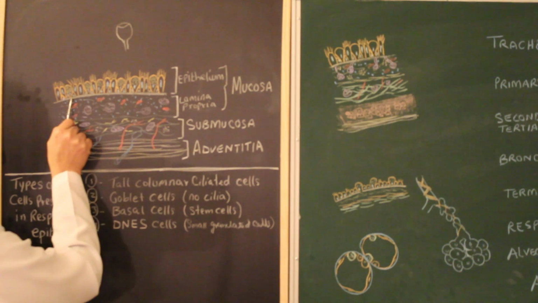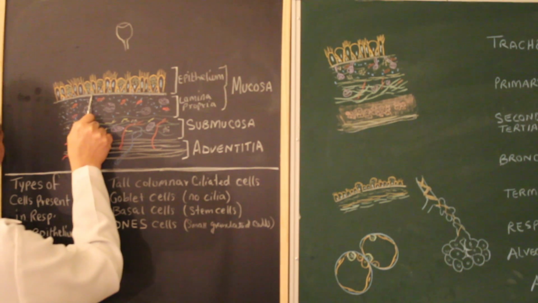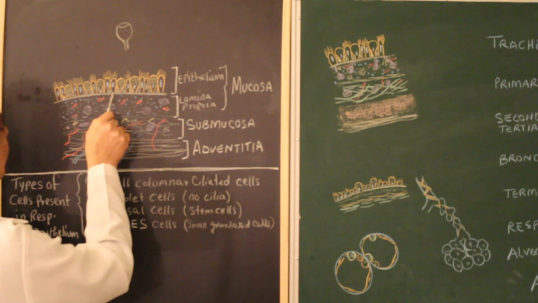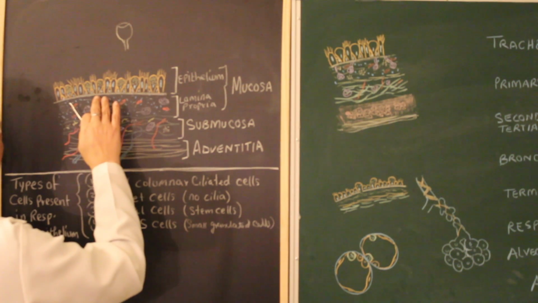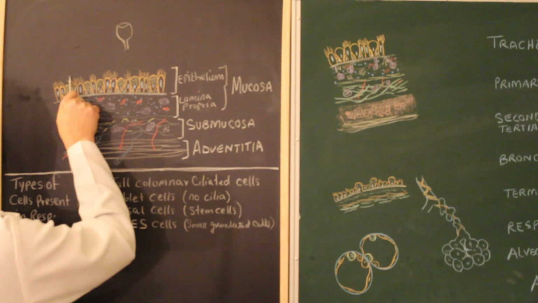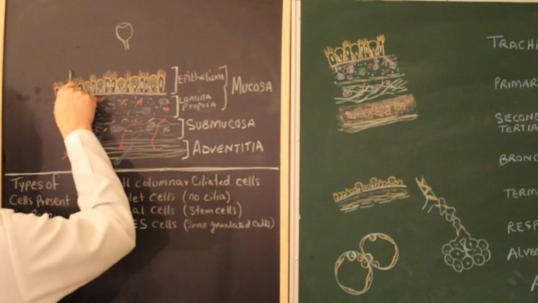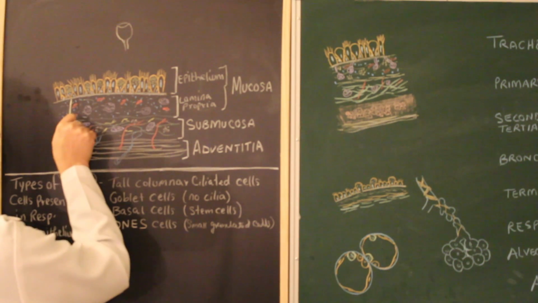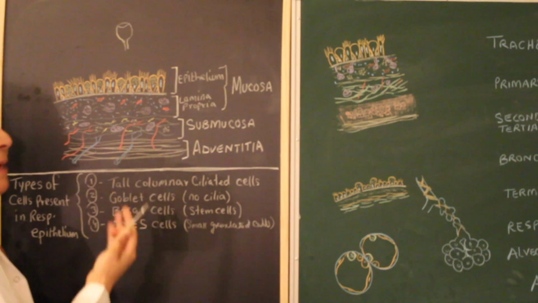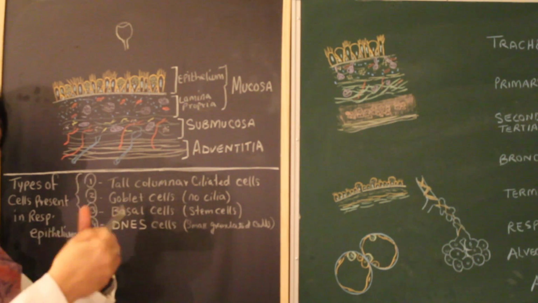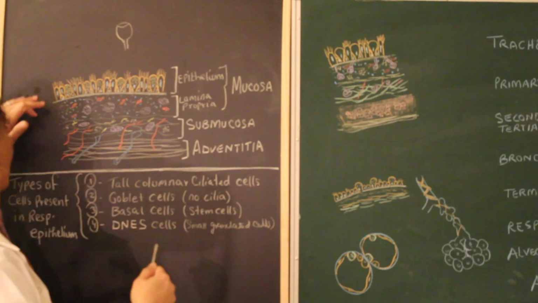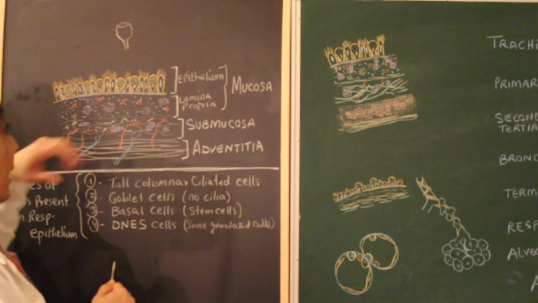Then the third type of cells are very dwarf cells. These are known as the basal cells, as you can see. The basal cells rest on the basement membrane, but they never reach the top. They never reach the lumen. These basal cells are said to be the stem cells. They are constantly multiplying and giving rise to new generations of columnar cells and goblet cells. So they are the factory.